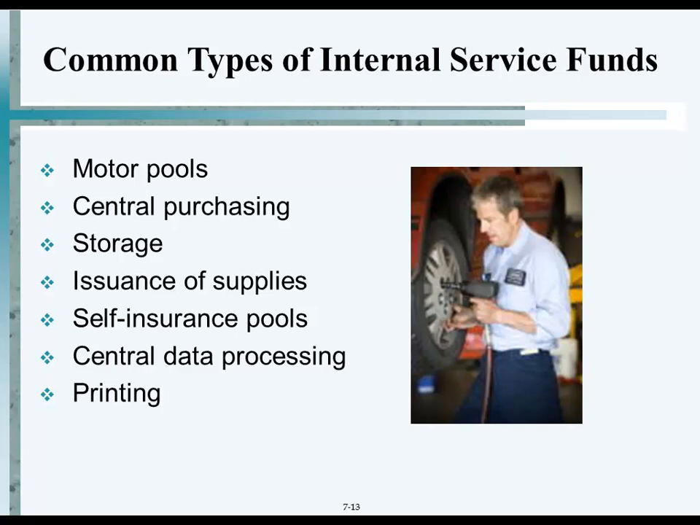By the way, California has 4 internal service funds. New York has none. So you can see it's all over the place. Why? Because New York decided they didn't need to set up an internal service fund. They're going to run everything through the general fund.